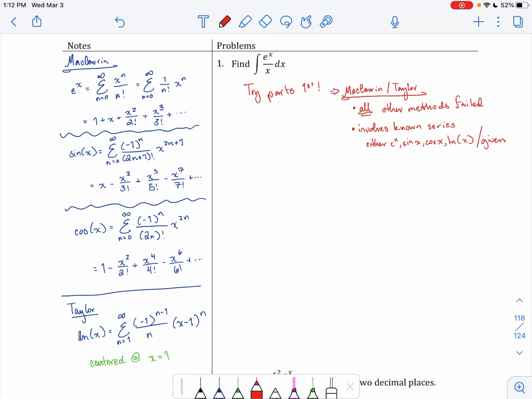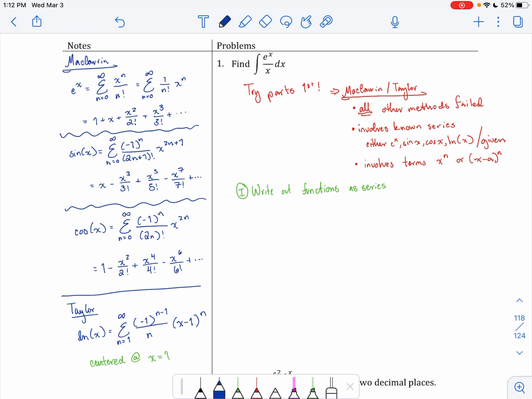And then the last criteria is that it also wants to involve terms x to some power or x minus a to some power. And if you have all of those criteria met, it's like, okay, let's try that. Now, the first step when you recognize I want to try Maclaurin or Taylor is write out the functions as their series.